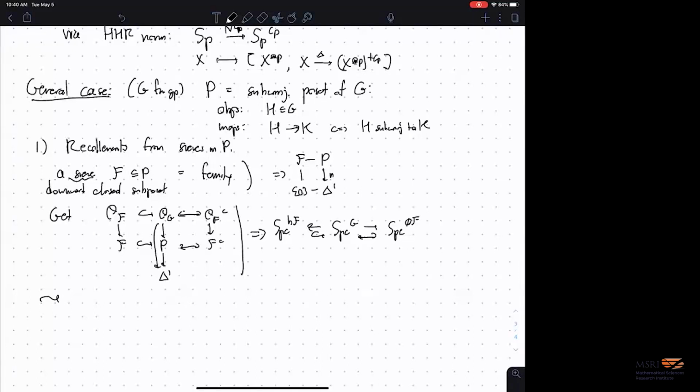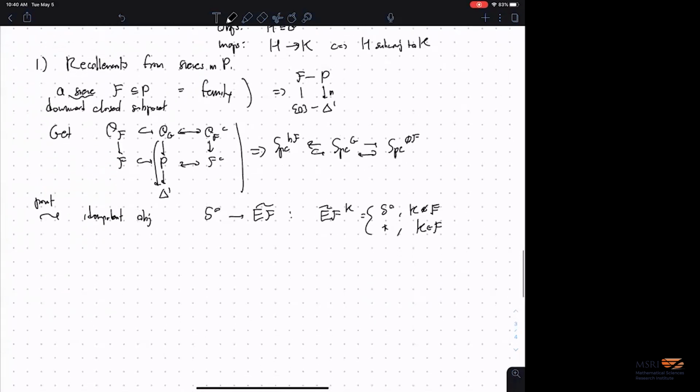So if I point, I again have the idempotent object S^0 to E_F twiddle, where E_F twiddle is a G-space such that the K fixed points are S^0 when K is not in F, and a point when K is in F. And taking Σ^∞ again yields a recollement Sp upper H_F.